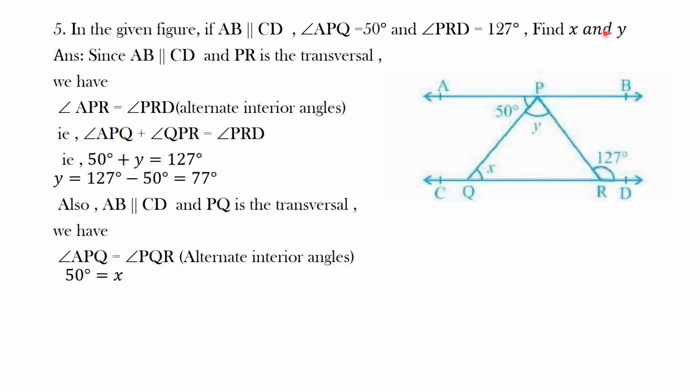To find the value of Y, we can say again AB and CD are the parallel lines and PR is the transversal. That means 50 plus Y is equal to 127 degree. Reason, alternate interior angles are equal. From this we can find Y is equal to 127 degree minus 50 degree equal to 77 degree.